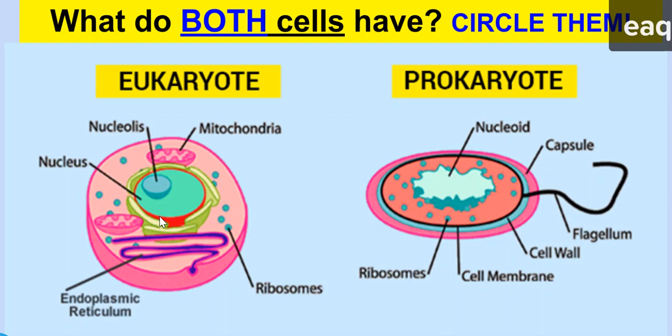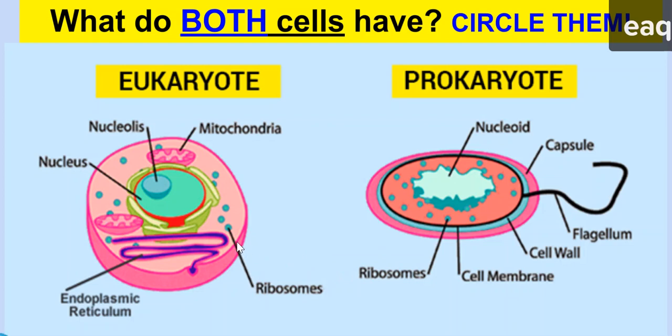So, what do these two very different cells have in common? Take a look at these pictures and notice if you can spot some similar words. An easy one to spot is right in the middle of your page, ribosomes. Ribosomes are found in all cells. That's because ribosomes make protein and all cells need protein.